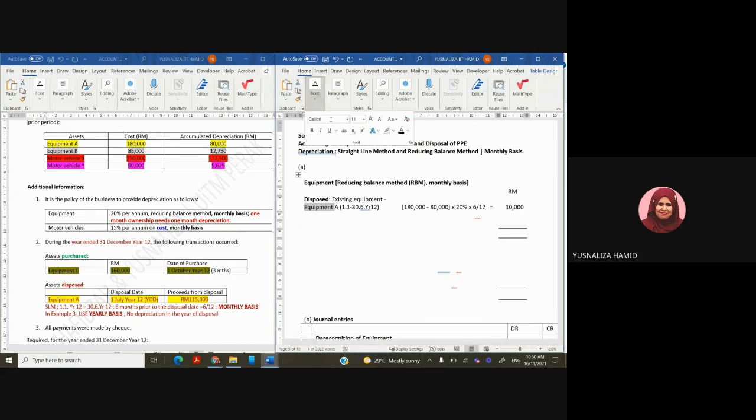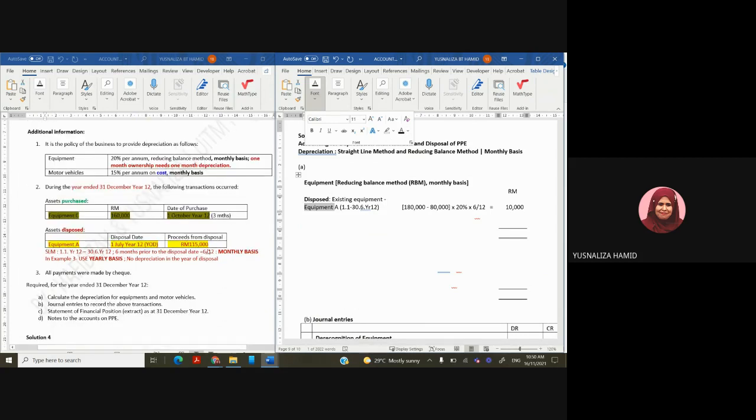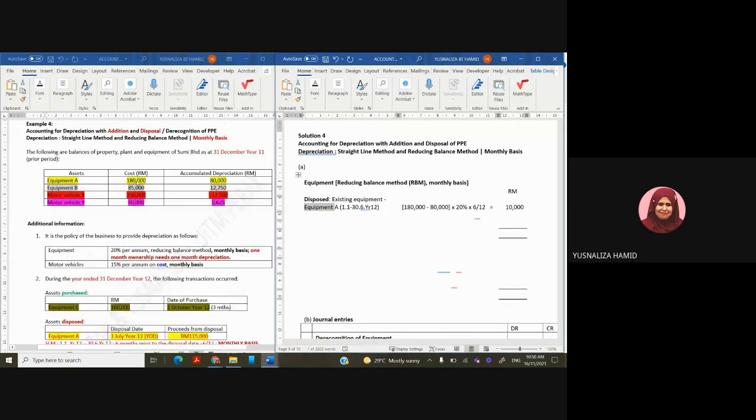So existing equipment A, you are going to provide depreciation. Remember, I mentioned to you earlier, you are going to provide depreciation for 6 months. So that's why you have here 180 minus 80, which is cost minus accumulated depreciation. This one, 180 minus 80. So I will just use yellow here, right? So that is reflecting equipment A. So you can refer to that in the next document here. All right. So you multiply by 6 over 12.